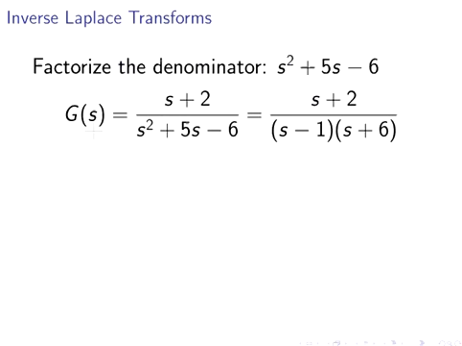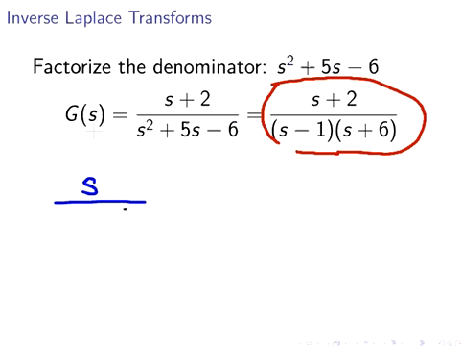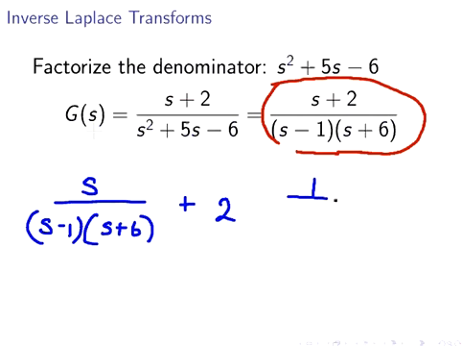So we have the given function there now. And what we're going to do is expand this out a bit further to set it up in a format that's compatible with the tables. So s over s minus 1, s plus 6, and plus 2 times 1 over s minus 1 times s plus 6.